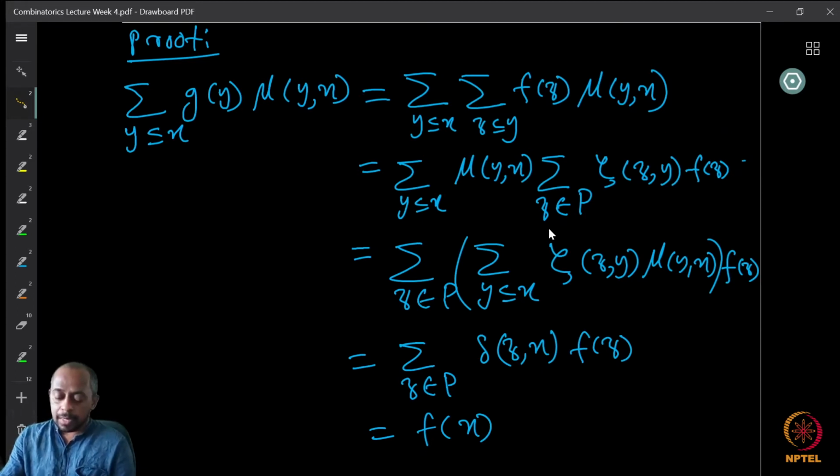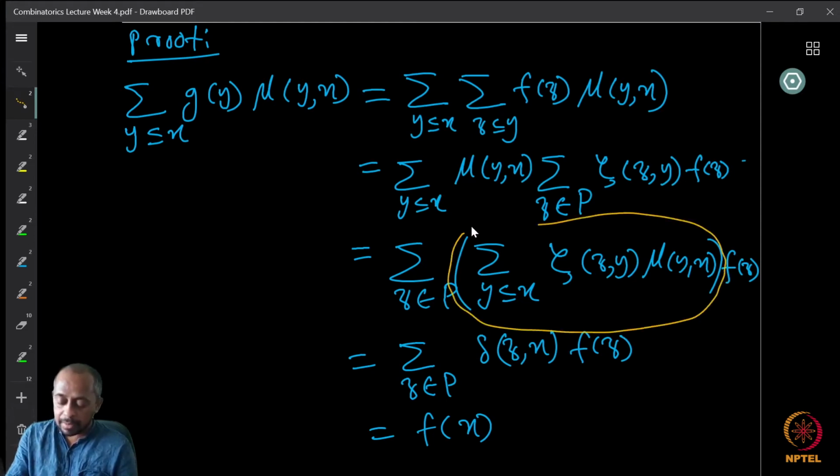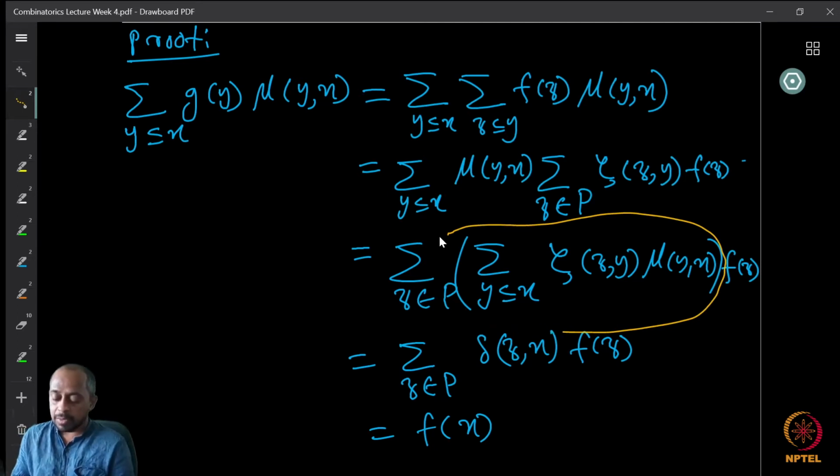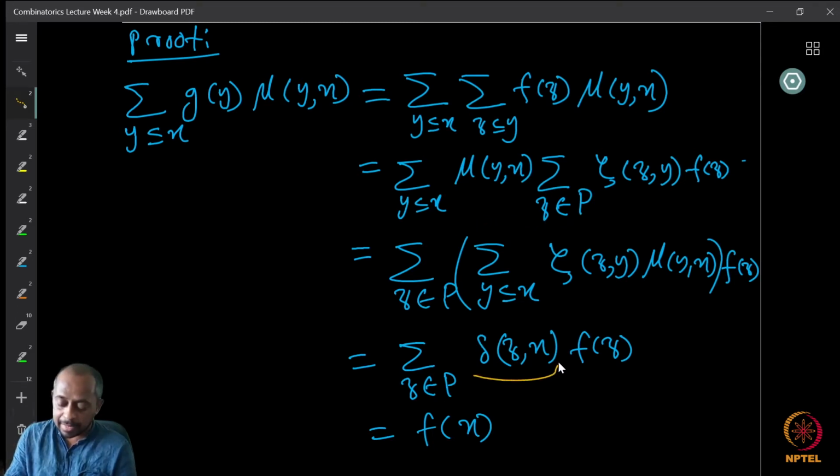Now I can do a reordering of the summation, right? So changing the order of the summation, I can write this as summation z belonging to P, summation y less than or equal to x, zeta of z y into mu of y comma x, f of z. But now this one is a convolution product, right? And zeta and mu are inverses of each other. So therefore, this becomes delta of z comma x.